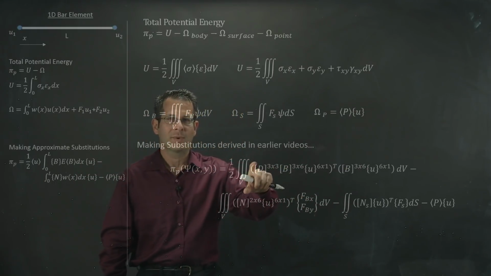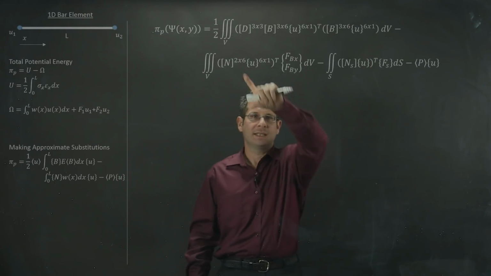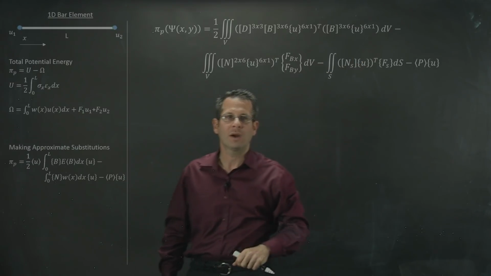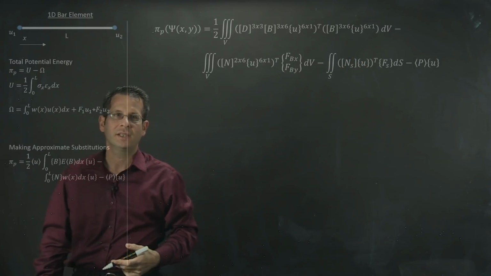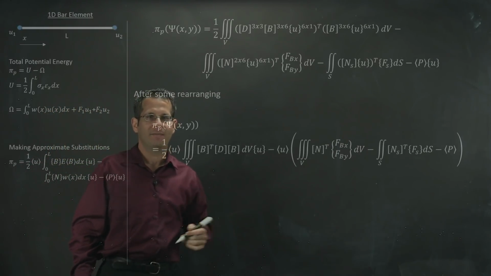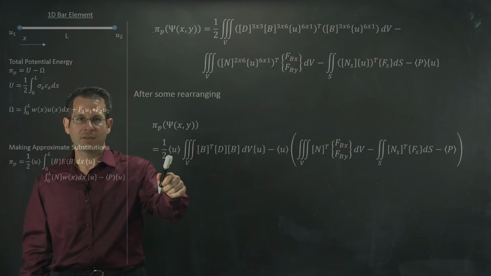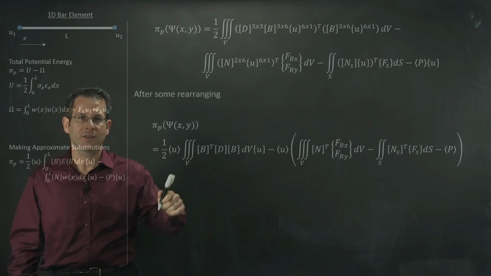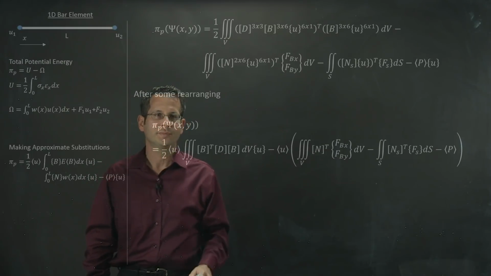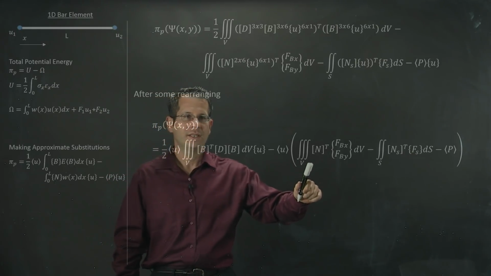I'm out of space, so I'm going to clear the board. I'm going to move this up to the top. Okay, so this is the same equation I had before. I can do a little bit of rearranging, so I can move my displacement vectors outside of my integrals. I'll have 1/2 my displacement vector as a row vector times this integral, minus u times this integral, plus this vector.